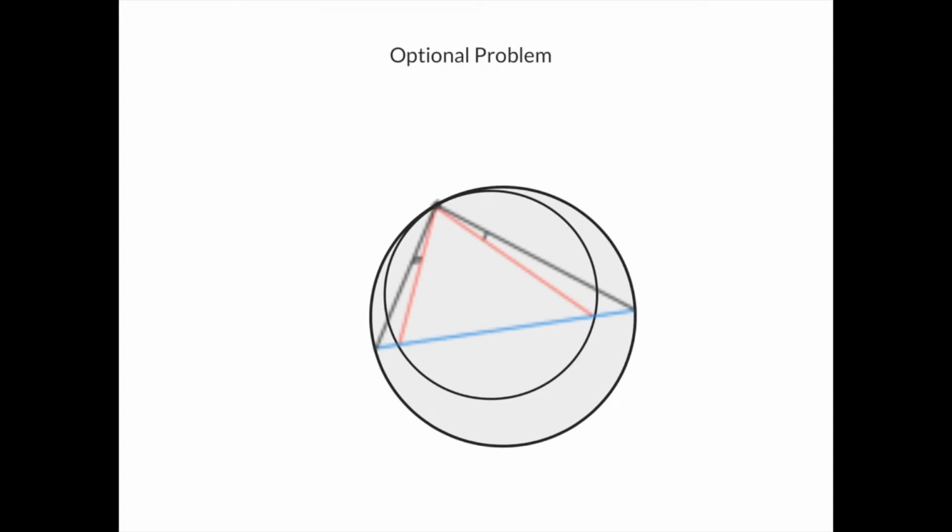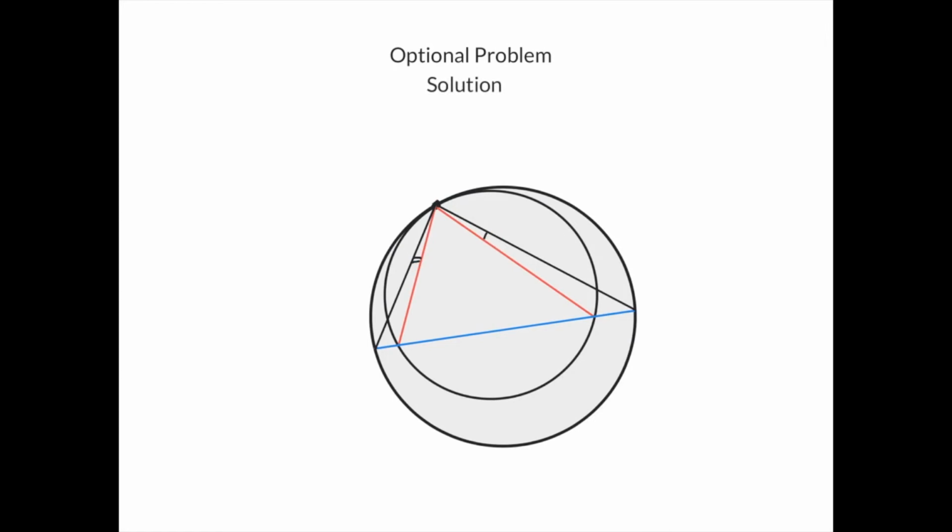This is the optional problem. We have two circles that are tangent to one another at this point, and then we take 2 points on the smaller circle and we connect them with the point of tangency with these red segments, and then we connect the points themselves, and then this line intersects the larger circle at these 2 points. And then we connect these 2 points with the original tangency point, and then we need to prove that this angle here equals this angle here.